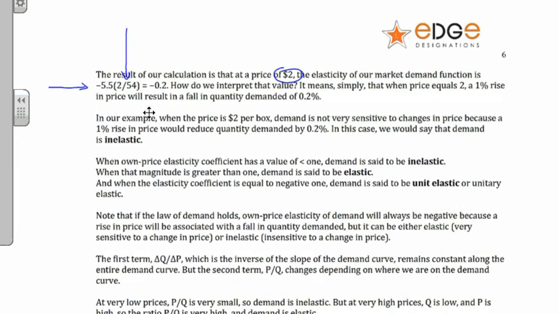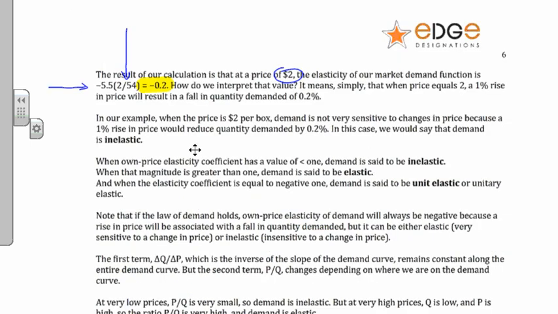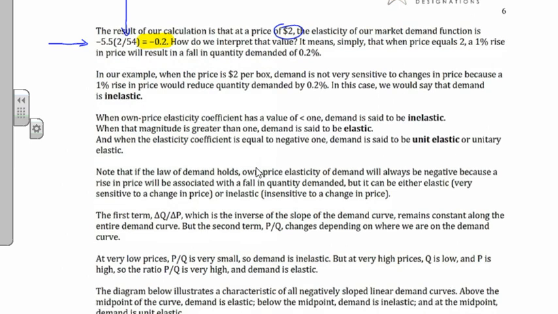I'm just plugging this straight into our equation over here, guys, 2 over 54, which is giving me... And where did I get this equation from, guys? Just over the previous page. Remember this equation? There we go. Nothing too crazy, is it? Okay. And I come out with an elasticity of minus 0.2.